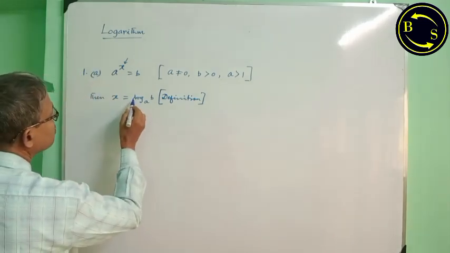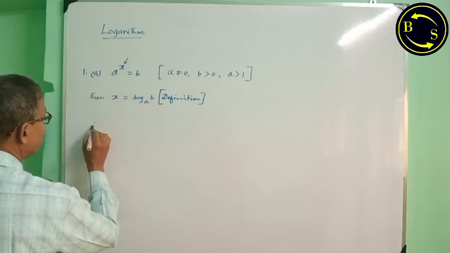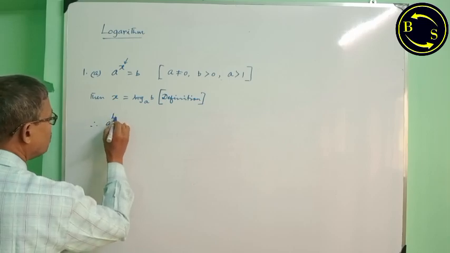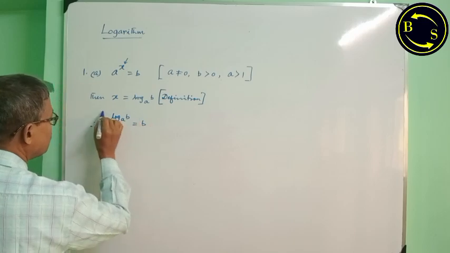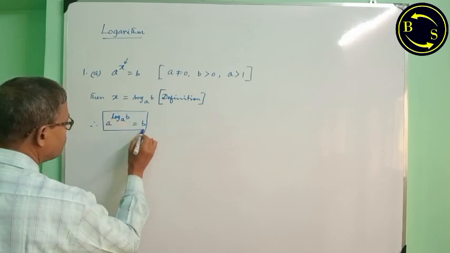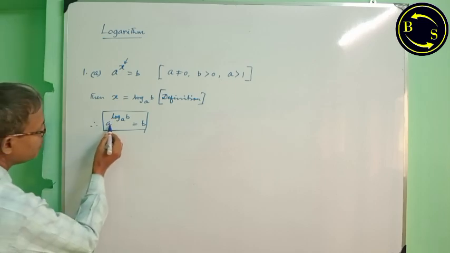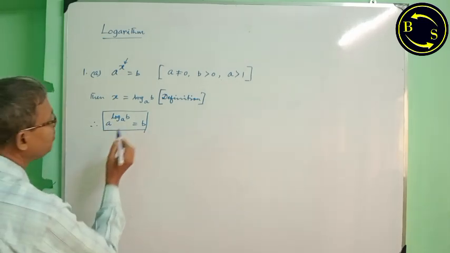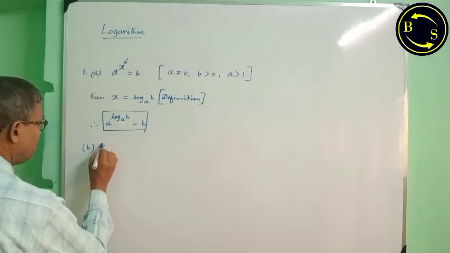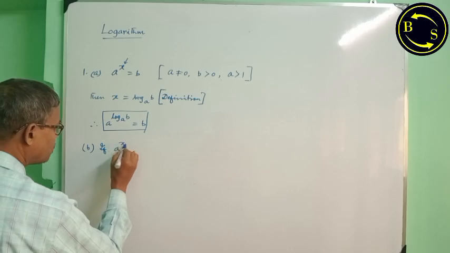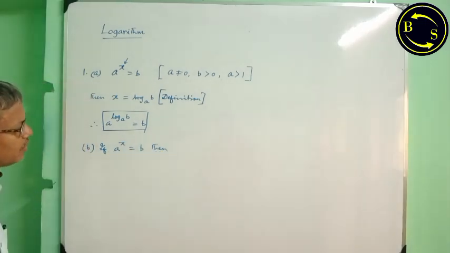Now I replace this one here. Therefore, a to the power log of b to the base a is equal to b. This is the first formula. If you see these two are the same, the value will be b. Remember like this.